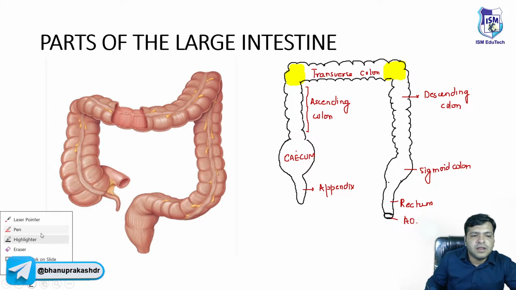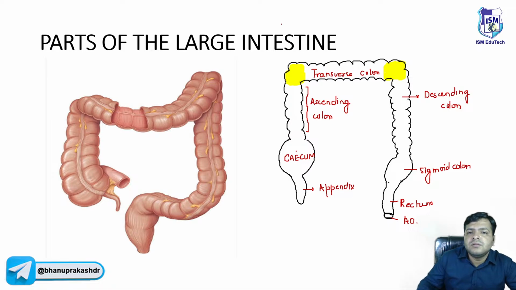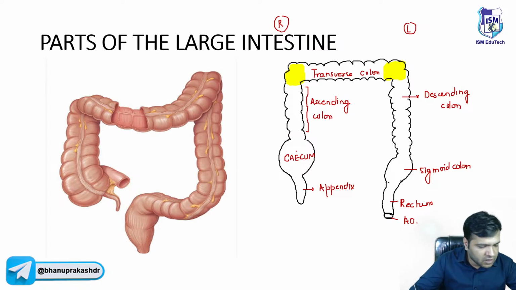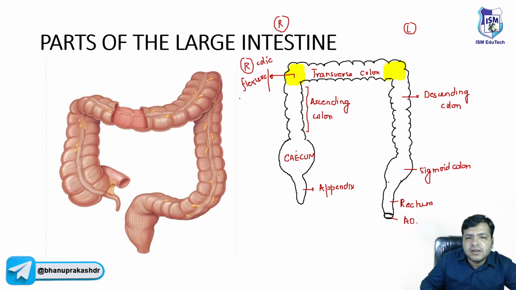You already know that this is the right side according to the normal anatomical position. This is the left side. This right side is covered by the liver, so it is called the right colic flexure. Colic means colon. Flexure मतलब होता है ना, bending वाला part हो गया. Right colic flexure, or it is also called the hepatic flexure of colon.